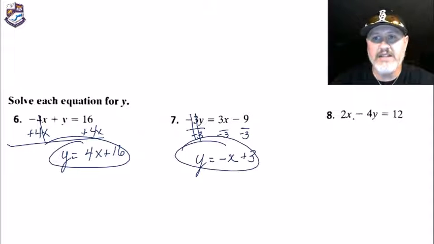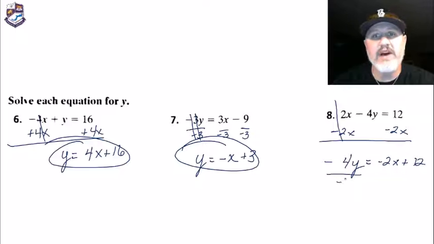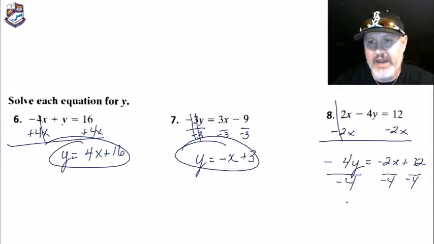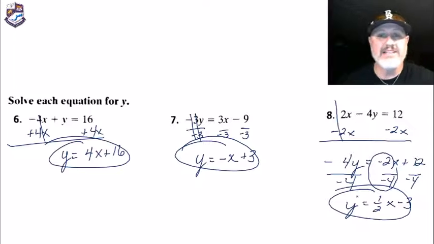All right, this guy's a little trickier. We have to subtract 2x first from both sides. Shoot, cancels. I get -4y equals -2x plus 12. Now I'm going to divide each term by -4. And I get y equals -2 divided by -4 is 1/2 x, and 12 divided by -4 is a -3. So you get 1/2 x minus 3.